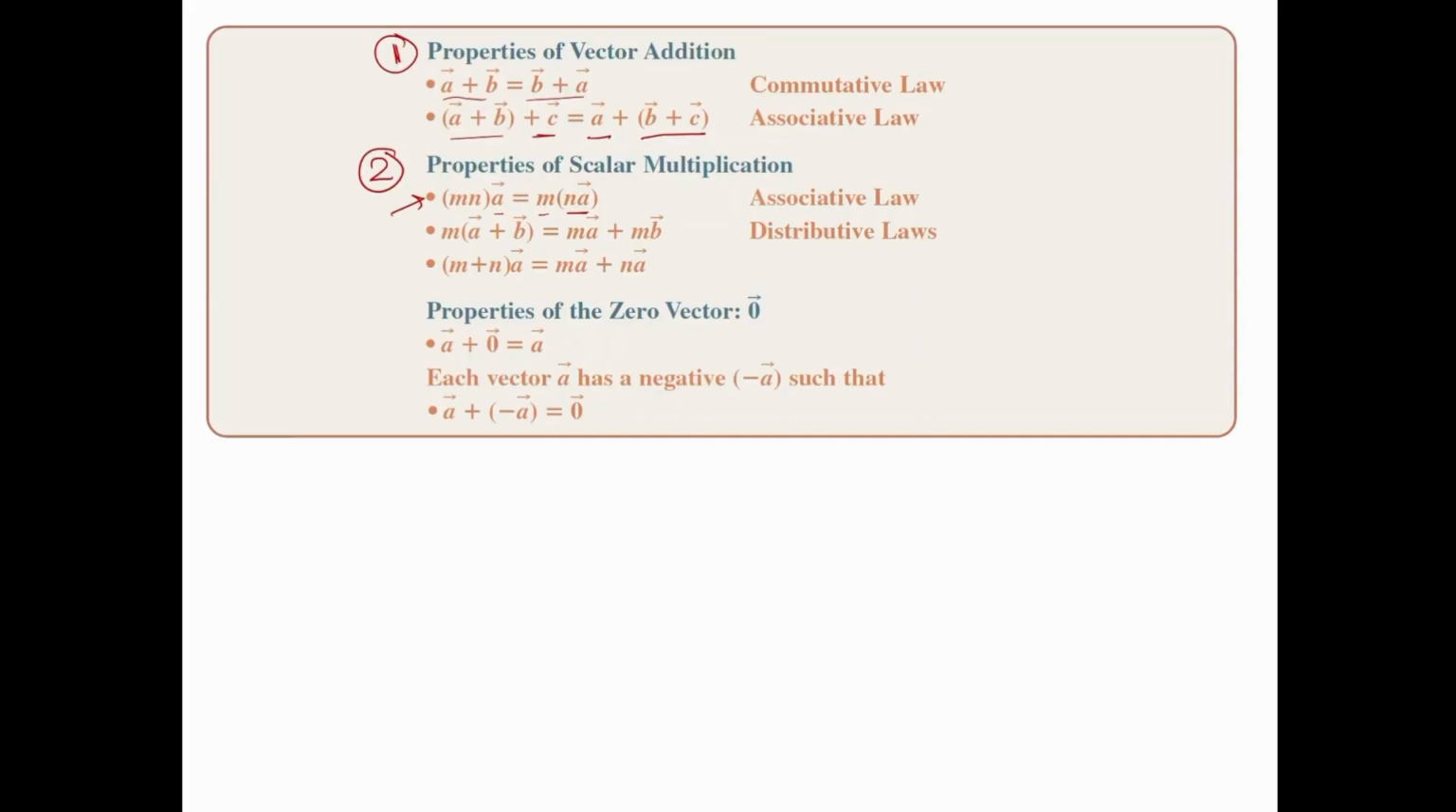The second rule in the properties of scalar multiplication is my distributive laws. And there actually are 2 versions of this law.